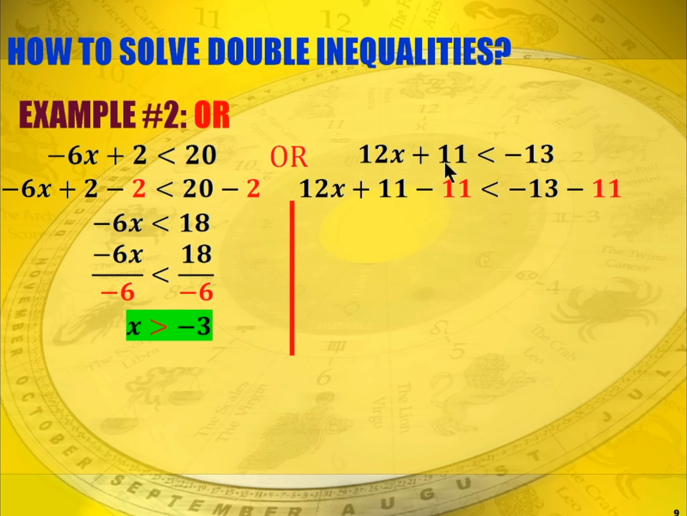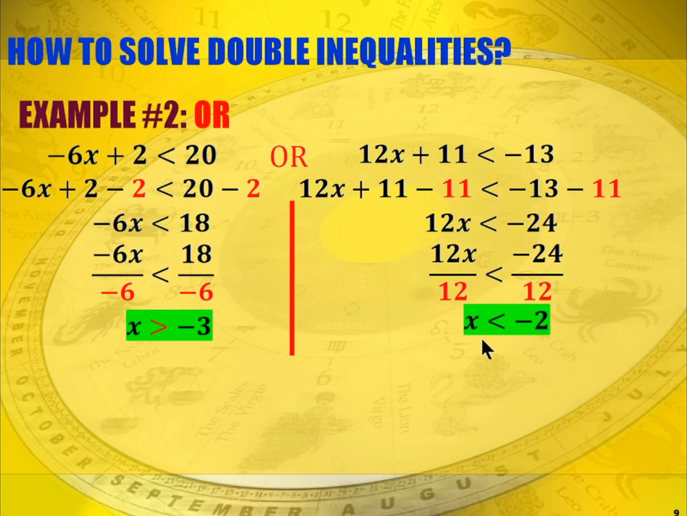Okay, let's go to the second inequality. We're going to subtract 11 from both sides. So 12x plus 11 minus 11 is less than negative 13 minus 11. To simplify, we have 12x is less than negative 24. So we have to eliminate the 12, and we're going to divide both sides by 12. So 12x divided by 12 is less than negative 24 divided by 12. So our solution set would be x is less than negative 2.